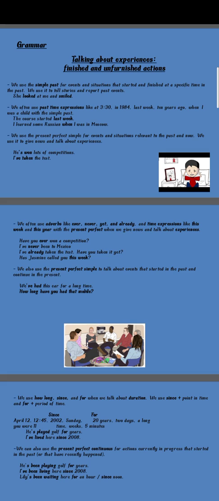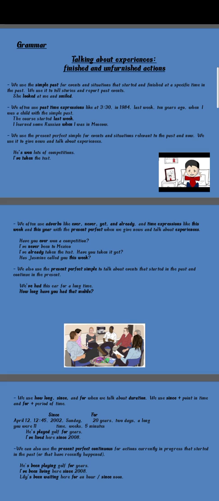For example, she looked at me and smiled. Here we have past simple. We talk about something that happened, looking at me and smiling. Let's see the key words that we can use with the past simple, like last week, last month, 10 years ago, when I was a child, etc.